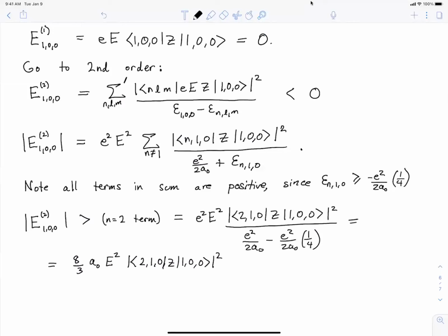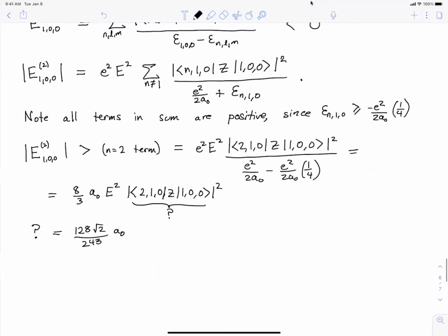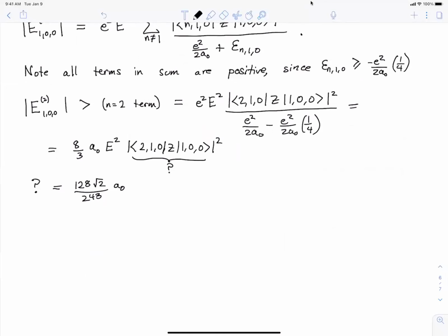And then what makes this even easier, so this matrix element, let me call it question mark. What makes this even easier is that I had you do it for homework. And so question mark is actually equal to 128 square root of 2 over 243 times a Bohr radius again. So it's always nice when you've done it already for homework.